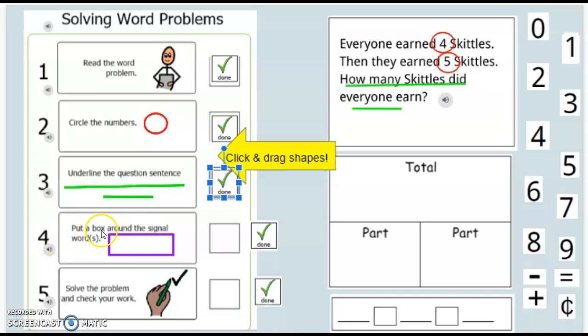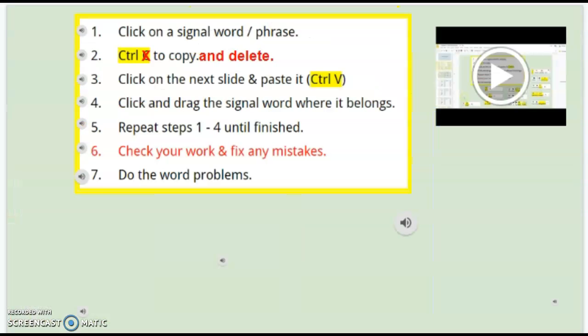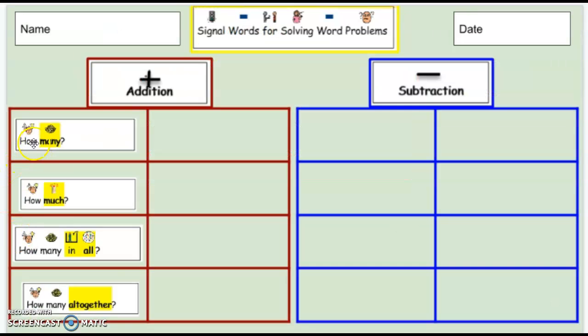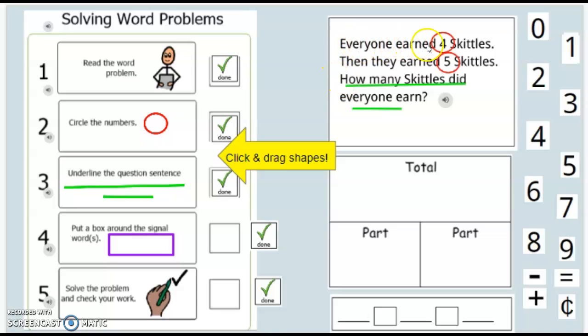Number 4, put a box around our signal words. Let's go back to our signal words one page. We have how many, how much, how many in all, how many altogether. Let's read this again. Everyone earned 4 Skittles. No signal words there. Then they earned 5 Skittles. No signal words there. How many Skittles did everyone earn? Oh, I see signal words. How many? So I'll put my box around how many. Then I will click Done.